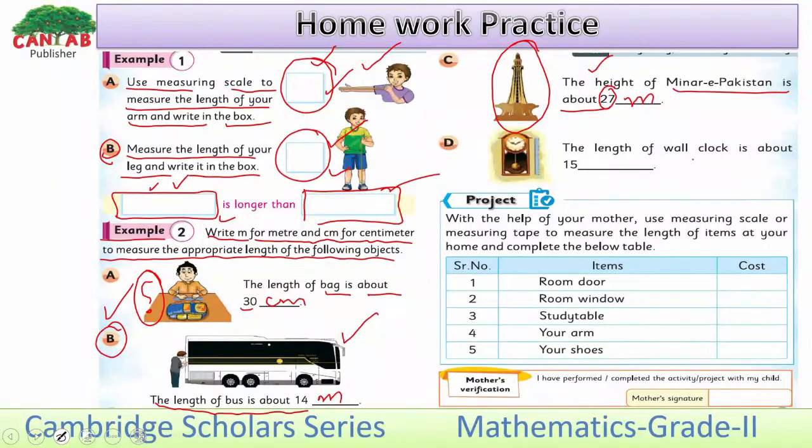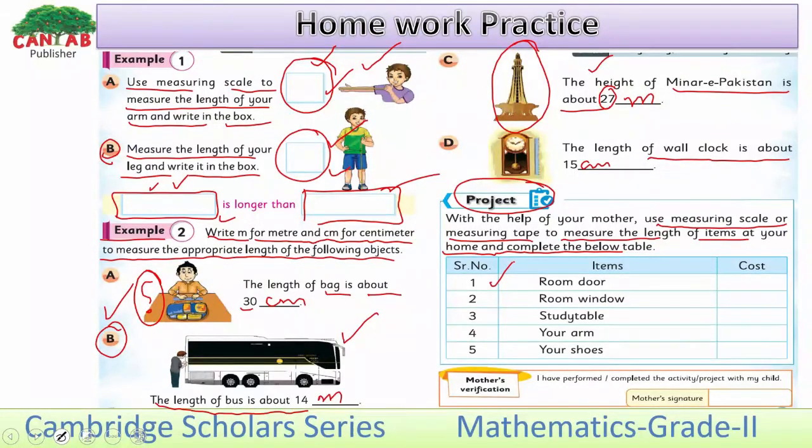The length of the wall clock is about 15 centimeters. That is not in meters. Now look at this project. You have to complete this project with your mother at your home. With the help of your mother, use a measuring scale or measuring tape to measure the length of items at your home and complete the below table.